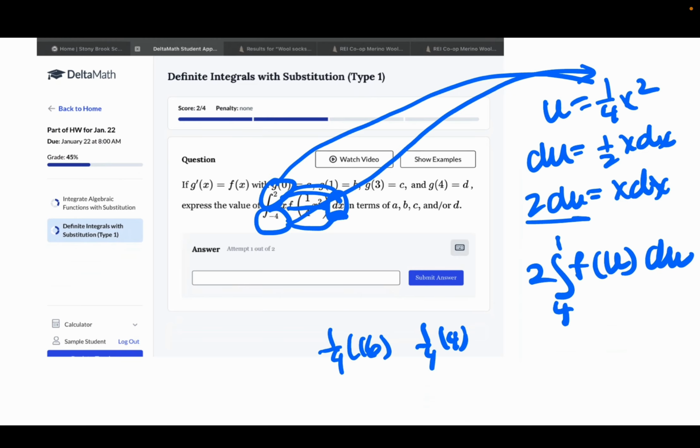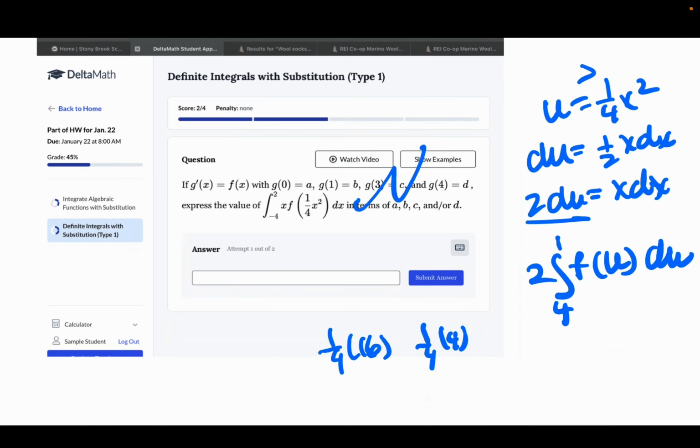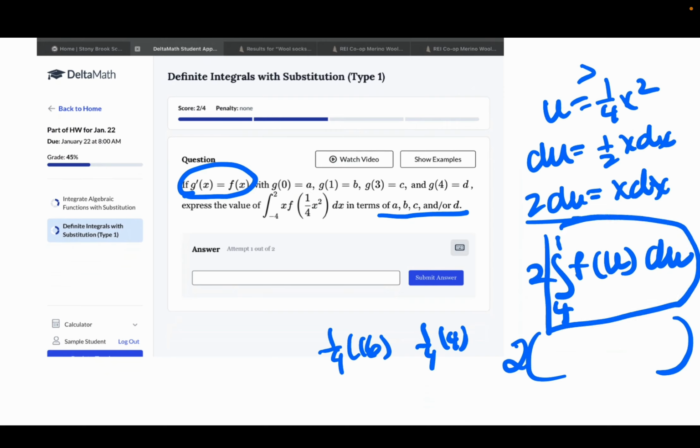All right, now what are they asking us? So let me erase some of this so we can read it. All right, so we have all this given information, and we want to express it in terms of A, B, C, or D. G prime is equal to f of x. All right, so I have 2 times, and then I know that this integral, if I go backwards from f, will give me g of 1 minus g of 4.